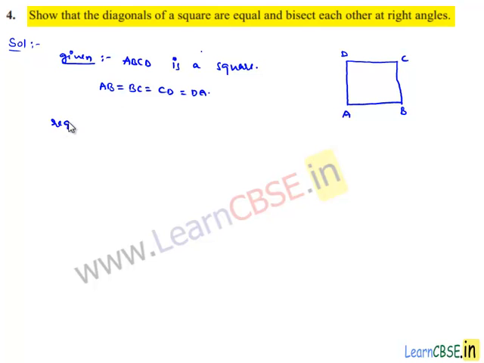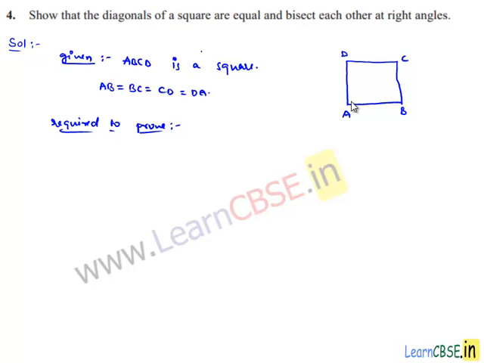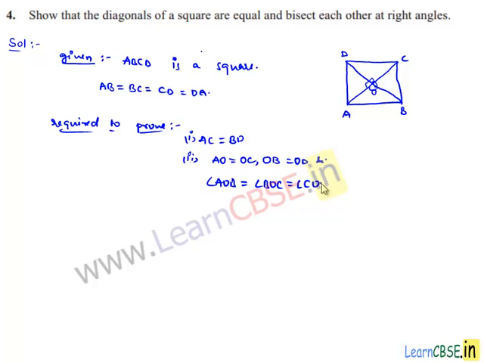Now we are required to prove that diagonals of the square are equal and bisect each other at right angles. Here the diagonals are AC and BD. So we are first required to prove that AC is equal to BD, and second, that they bisect each other at right angles. Let us assume that diagonals intersect at point O. Here we need to prove that AO is equal to OC and OB is equal to OD, and since he says that they bisect each other perpendicularly, we have to prove that angle AOB is equal to angle BOC, angle BOC is equal to angle COD, and angle DOA or AOD is equal to 90 degrees.